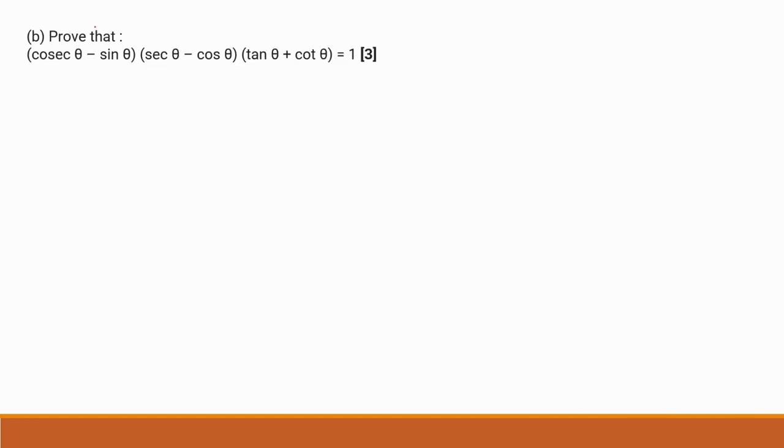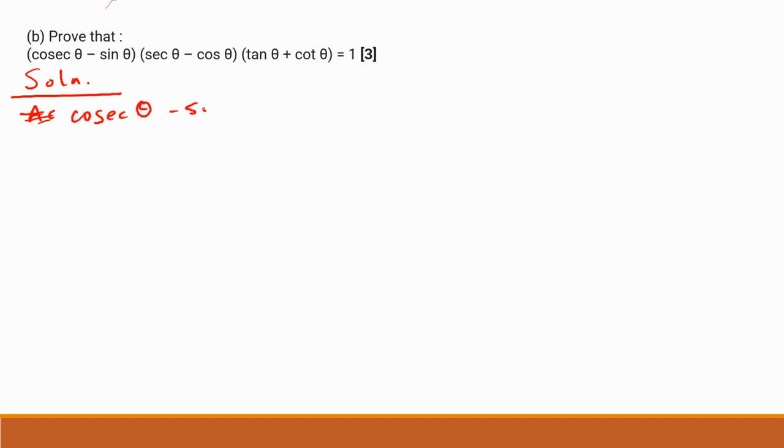So again, the next problem, let's try it on your own and then we will solve the problem. Okay. So what is the solution? Prove that cosec theta minus sine theta times sec theta minus cos theta equals 1. Okay. Let's just simply do it.